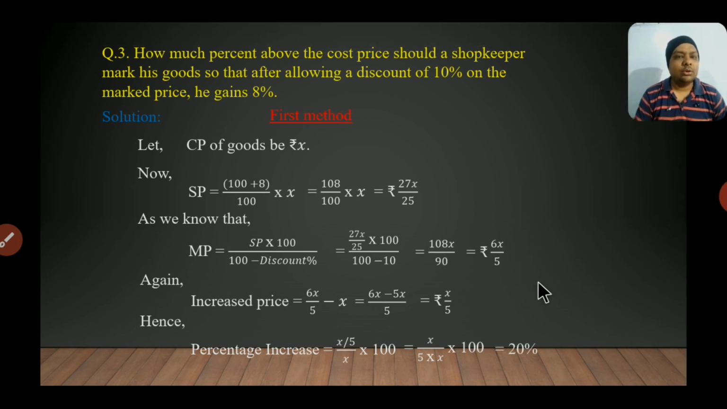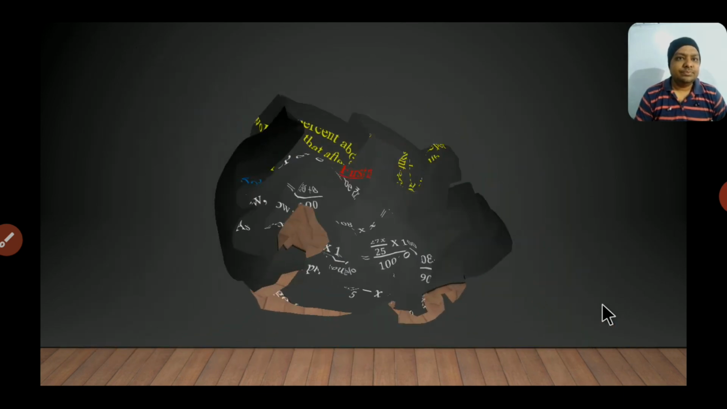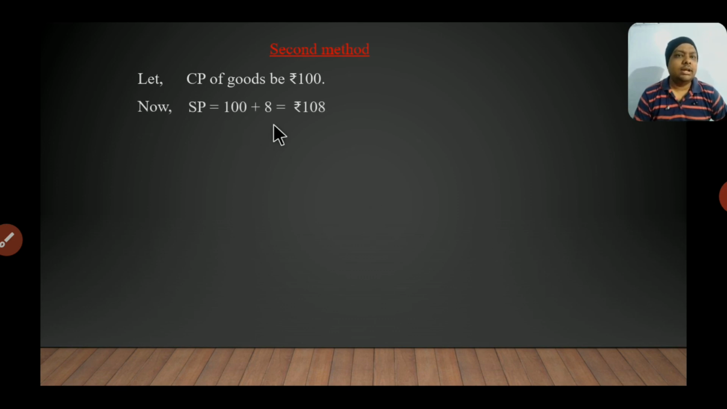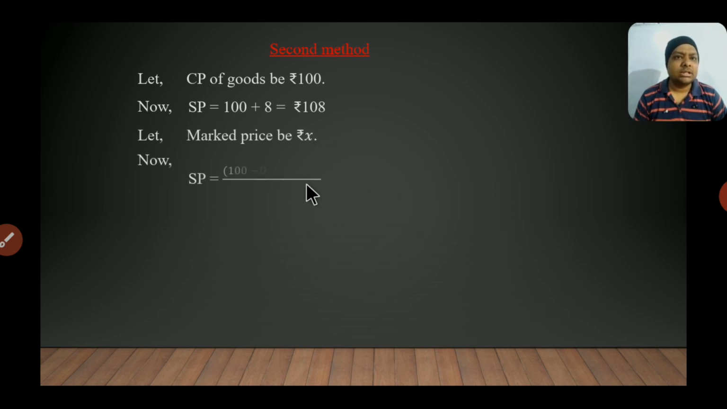Okay, students, I hope that you all have understood. Now let's see this question by another method. It means the second method. Now, here we will assume the CP of goods is 100. Okay, and 8% is the gain. So 100 plus 8 is equal to rupees 108, which will be the SP. Okay. Then the mark price will be what? We will assume the mark price is X again.